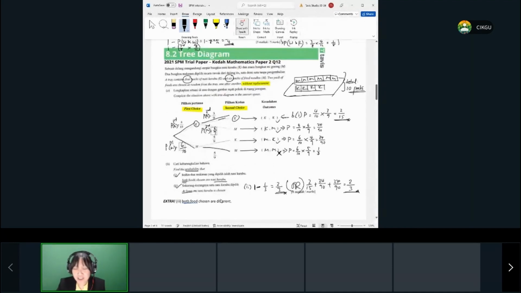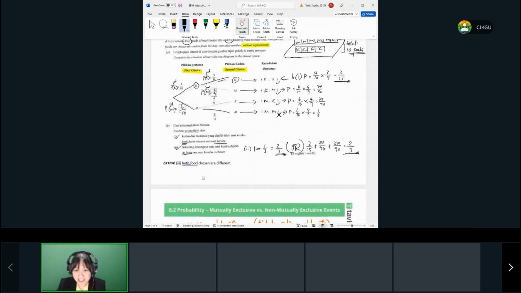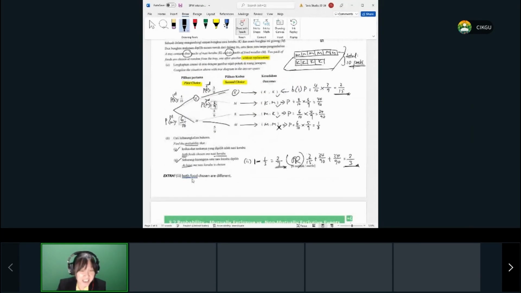Okay, so here I got a little bit extra, in case the question asks, what is the probability of both food chosen are different? Okay, this one, I want some answers in the chat box already. I think we do so many questions, you should be able to do this yourself already. Which of the cases satisfy part 3, the food chosen are different? Out of 4 outcomes, which one satisfy the third one, and then you tell me what is your answer.